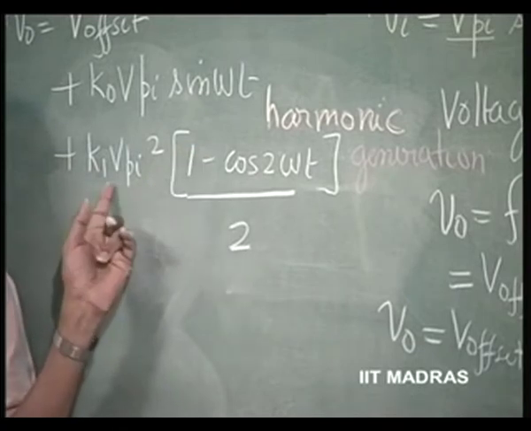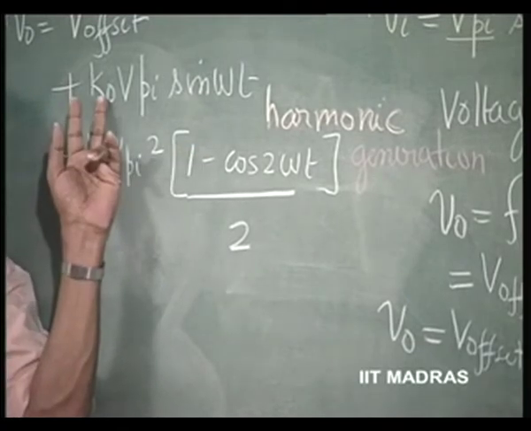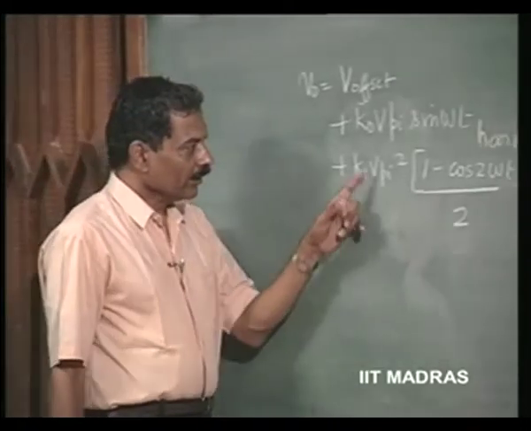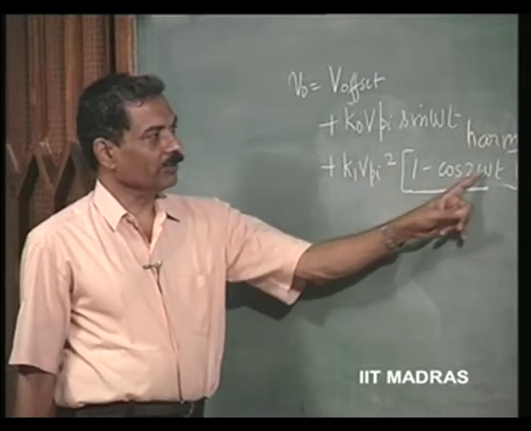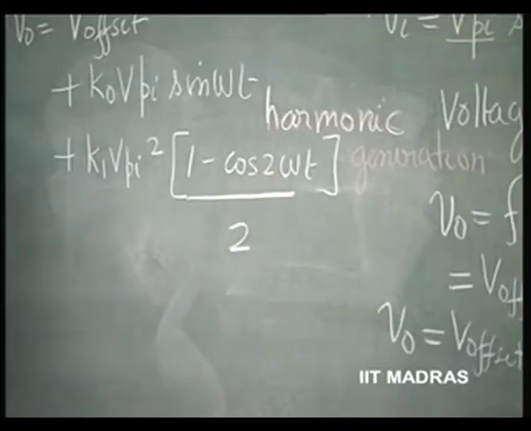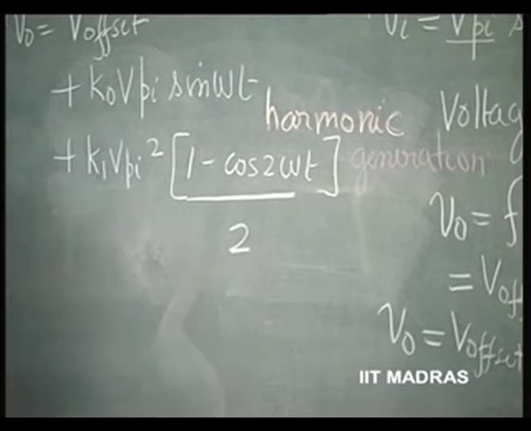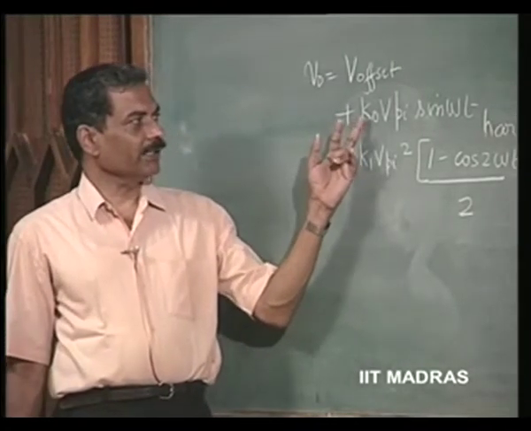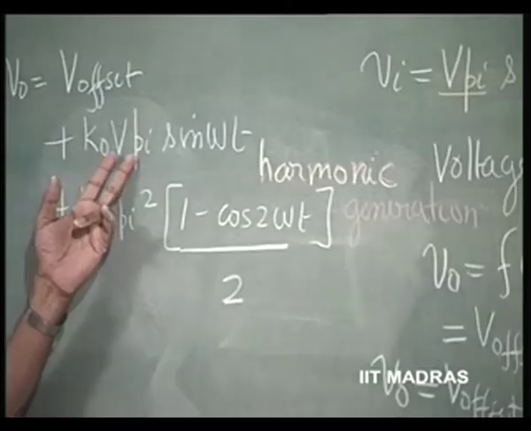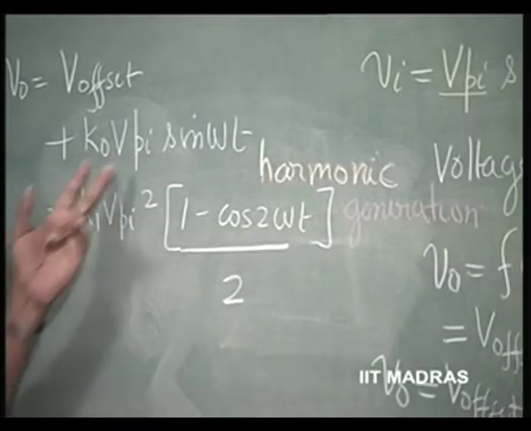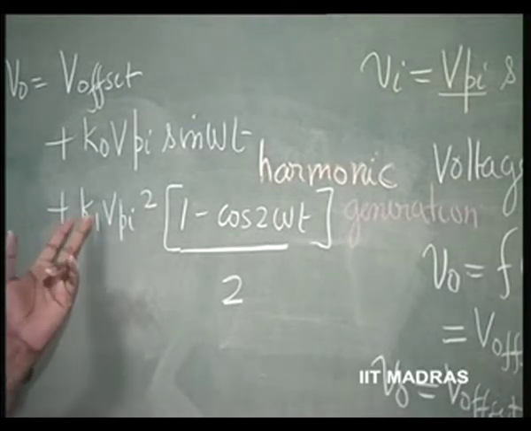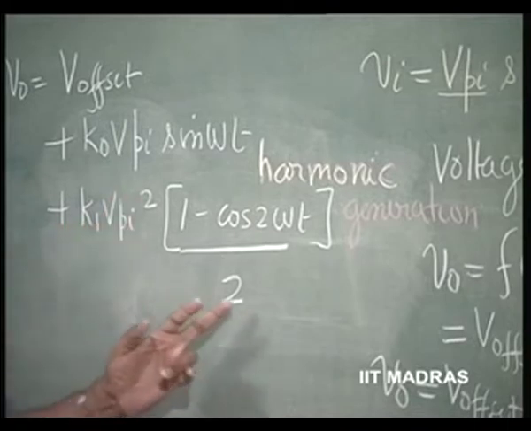The amplitude of this, if it is considerable, is going to cause considerable distortion. It depends upon K 1 relative to K naught, right. So, what is the extent of nonlinearity that is present? K 1 V p I squared cos 2 omega t, divided by 2, is the second harmonic distortion, right. Now, suppose I want to know something about distortion. We know that the RMS value of this is K naught V p I by root 2. The RMS value of the distorted component, that is the second harmonic, is K 1 V p I squared by 2 root 2.